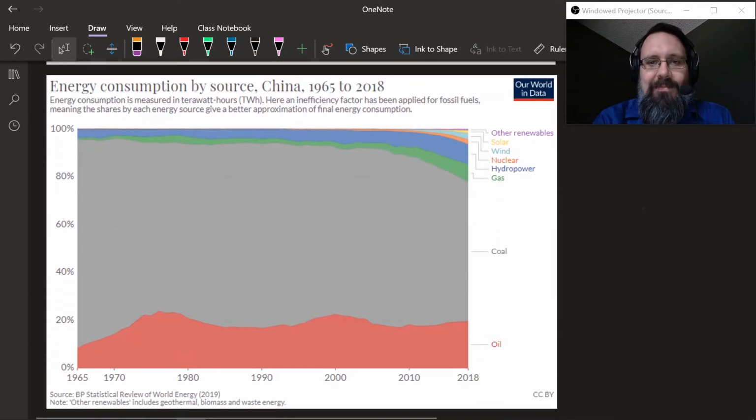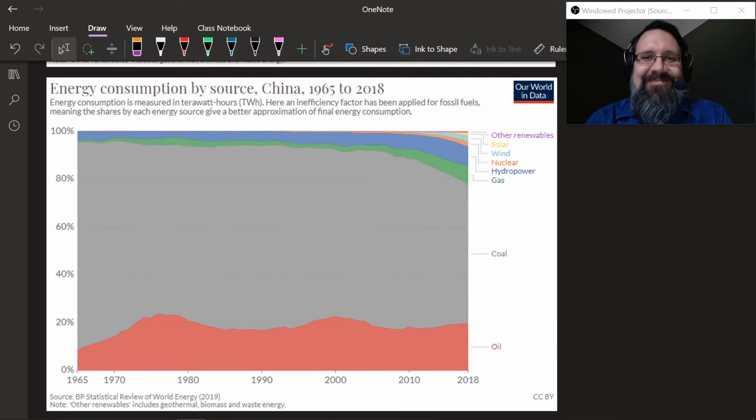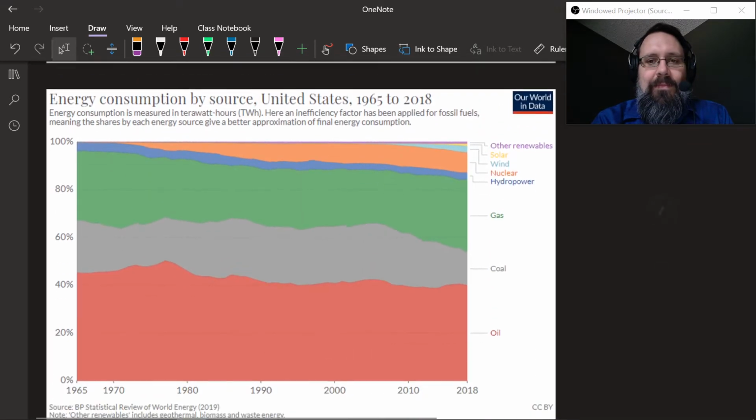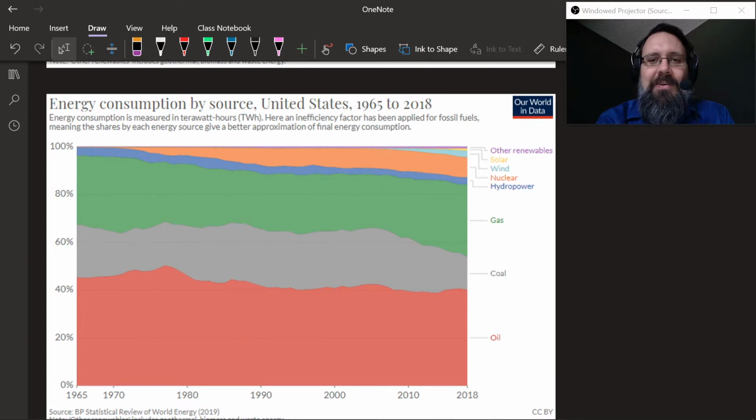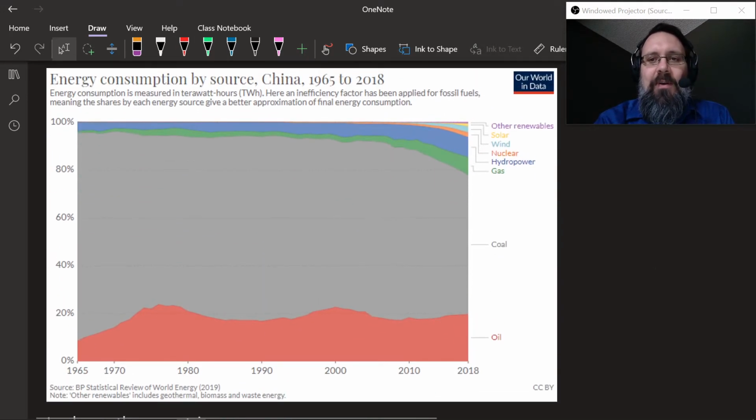Here's China. They're not useless. They're using very little gas, which is interesting, because for a lot of the rest of the world, almost a third of consumption is gas. For the US, you can see we're using tons of natural gas, but China is mostly working with coal. They're just predominantly using coal.